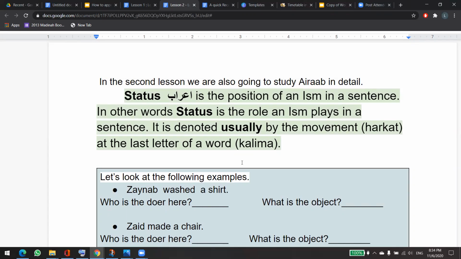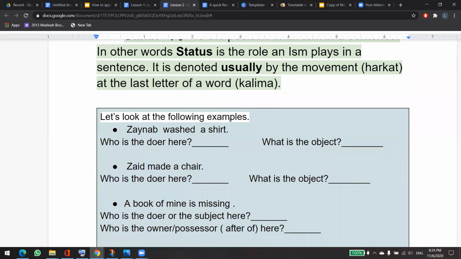Usually the last movement or the last 3 letters determine the status of an ism. Okay, let's look at the following example. So we are learning about different status of an ism.